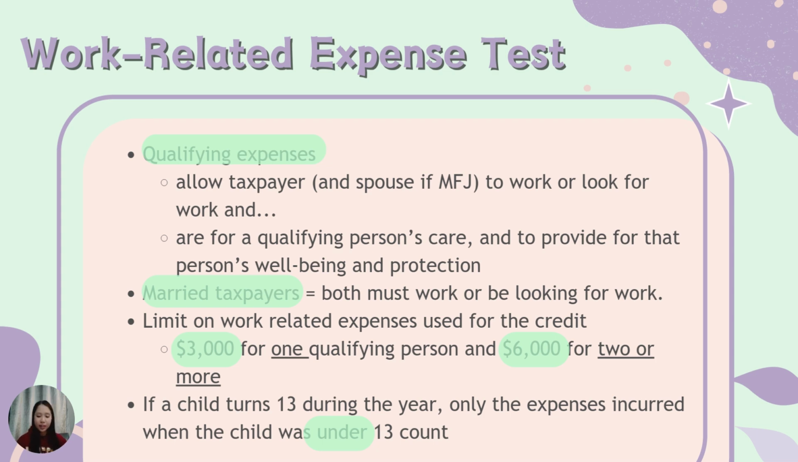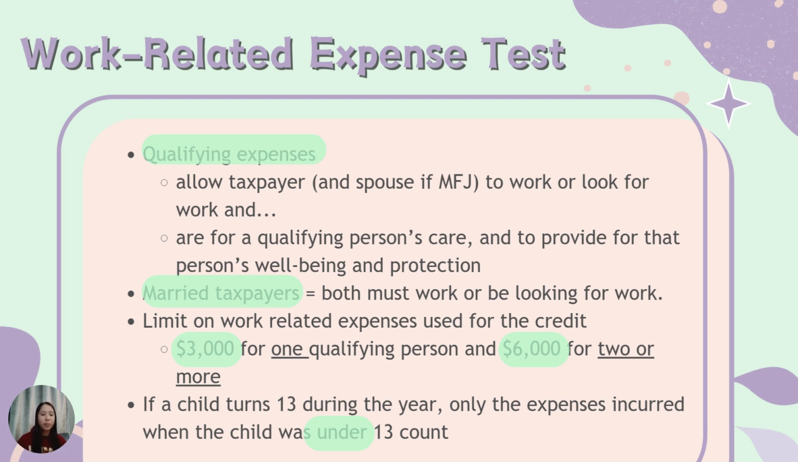Okay, the next test we're going to be talking about is the work-related expense test. Only qualified expenses will be able to count for this. And qualified expenses allow the taxpayer and spouse, if they're married filing jointly, to work or look for work, and are for a qualifying person's care and to provide for that person's well-being and protection. So we went over what a qualifying person is, and now we're saying that only the expenses for the care of that person while the taxpayer is working or looking for work are able to count towards the credit.